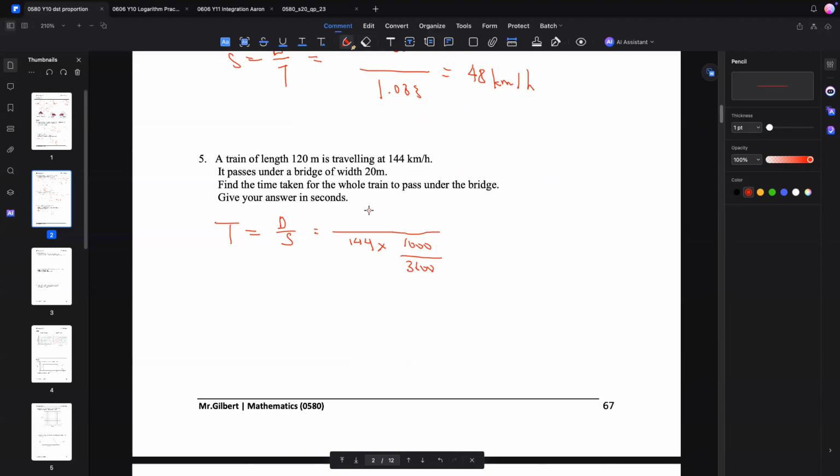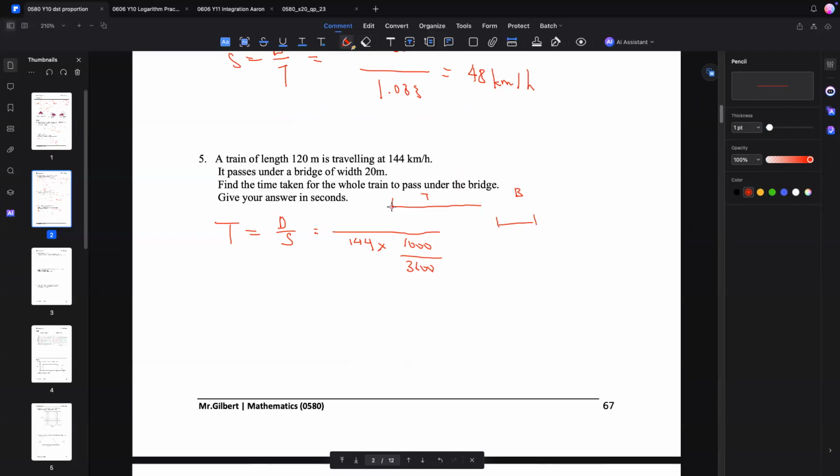140. Why is it 140? Because of the bridge. Okay. So let's say we have a bridge of 20 and then we got a train coming here. This is your train. This is your bridge. So the bridge remains at 20 meters.